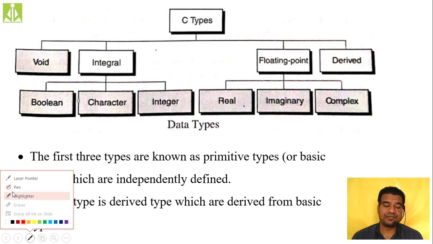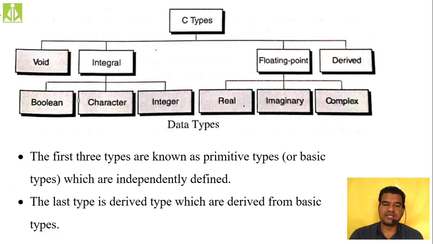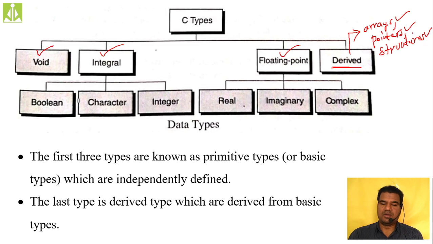The void type we discuss, then the integral type, then the floating point type. We are not going to discuss the derived type. Derived types are nothing but arrays, pointers, structures. All these are some of the advanced concepts. So arrays we discuss in the second unit, pointers in the fourth unit, structures in the fourth and fifth unit, likewise. So these concepts are your derived types.